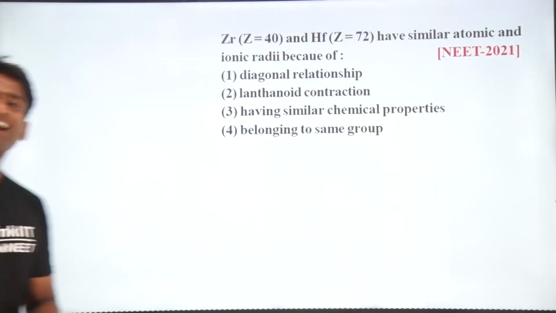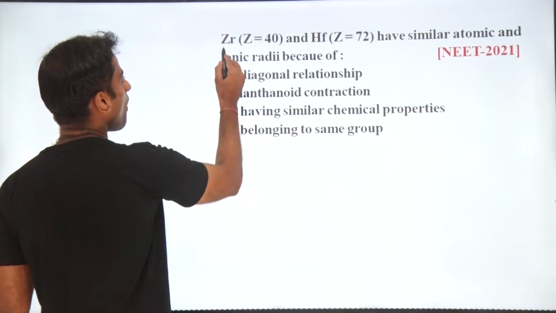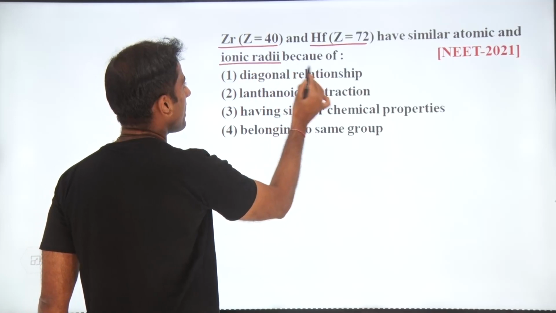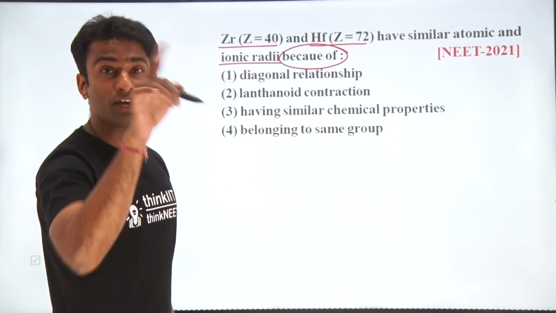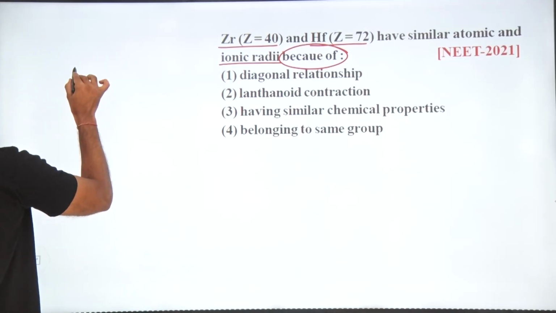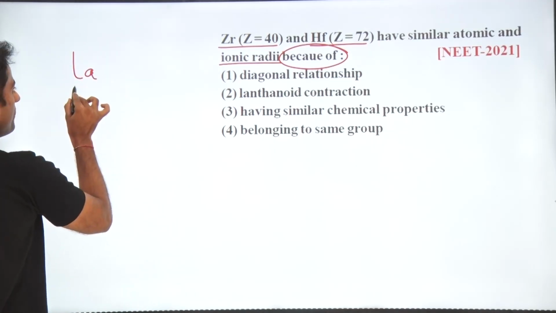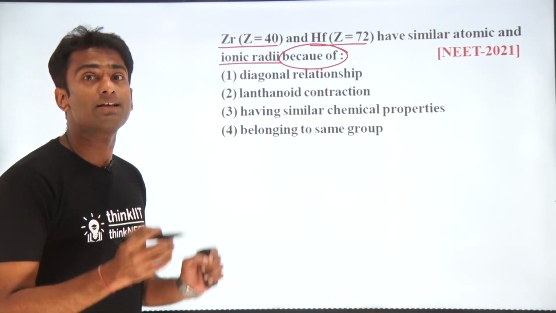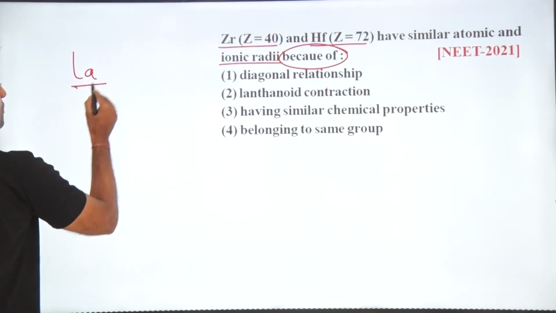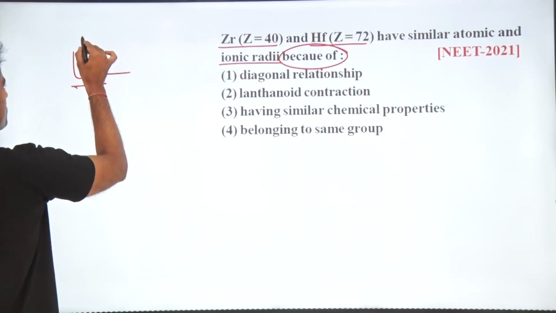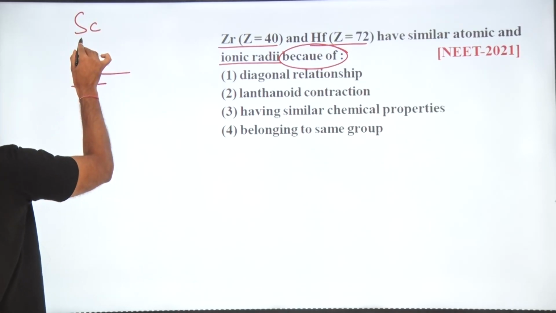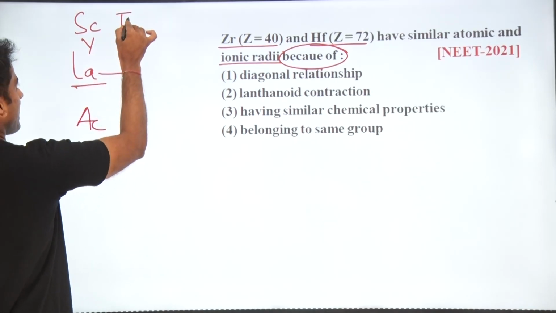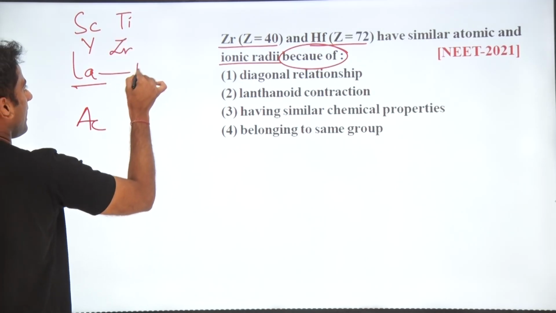Thank you. Hello student, this question is asking: zirconium and hafnium have similar atomic or ionic radii because of what? What is the reason behind this? Lanthanide contraction. Very simple, student. You must know that after lanthanum we have some elements which show a reduction in size. This is famously known as the lanthanide contraction. After lanthanum we have the next element scandium. Just below it we have yttrium, then lanthanum, then actinium. Next is titanium, next zirconium and hafnium.